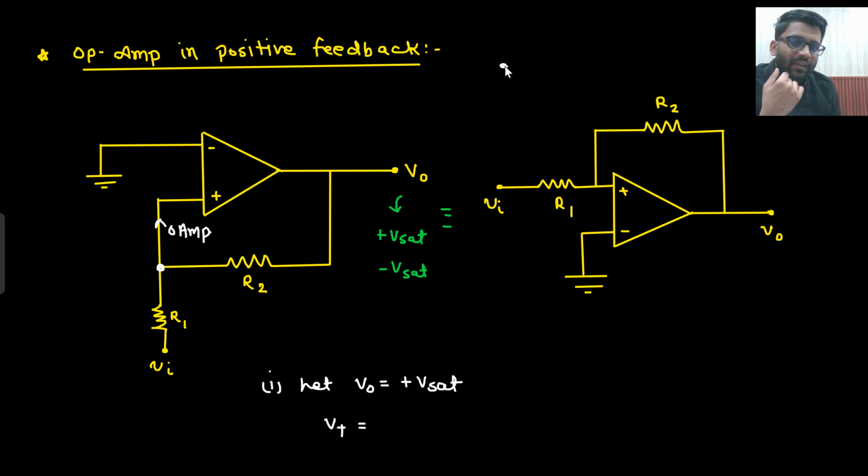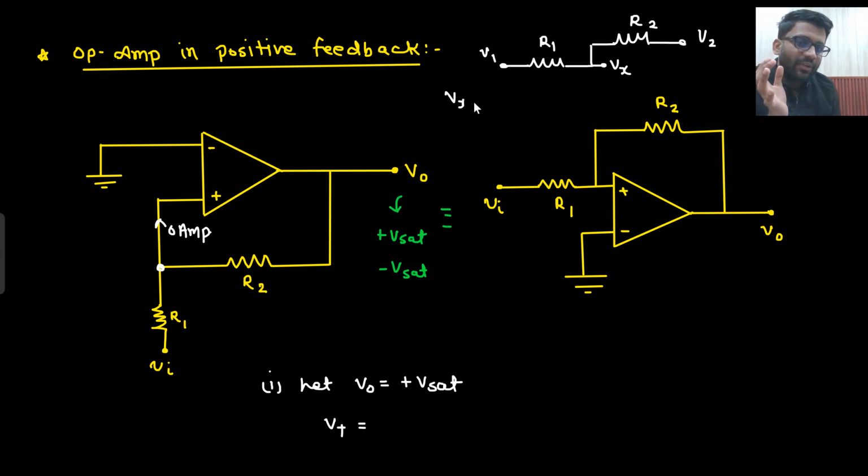Have you seen this circuit anywhere? If here you are having V1, here you are having V2, this is your R2 and this is your R1. Can you write down the potential of Vx? What will be the potential of Vx? You can apply the nodal analysis. I will directly write down the potential of Vx. That will help you a lot in the examination. V1 into R2 plus V2 into R1 divided by R1 plus R2. You can apply the nodal analysis, you will get the same expression.